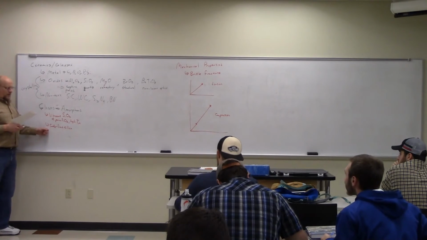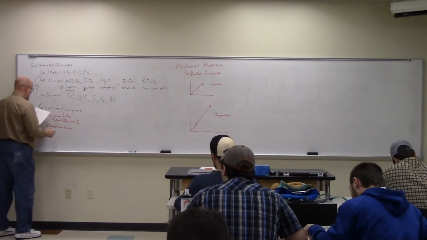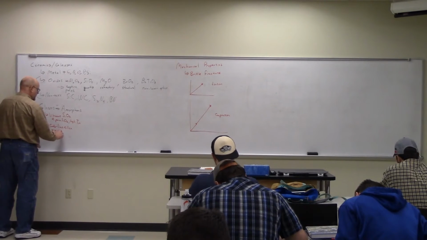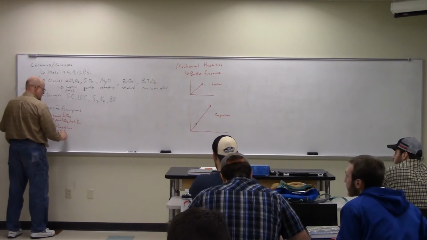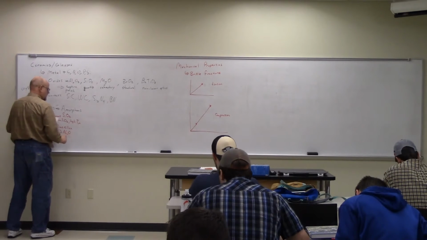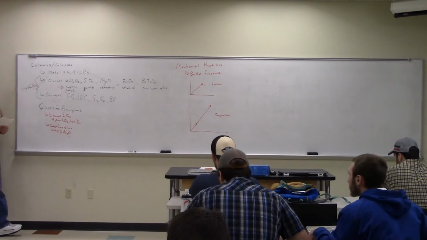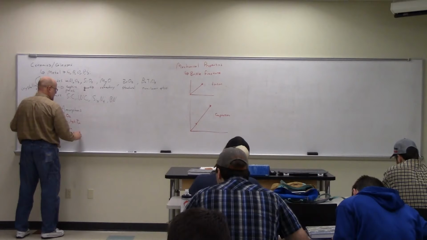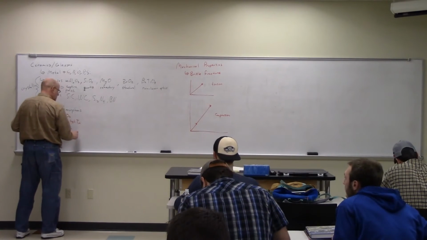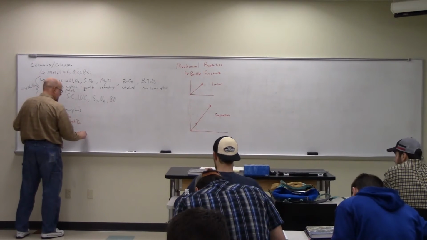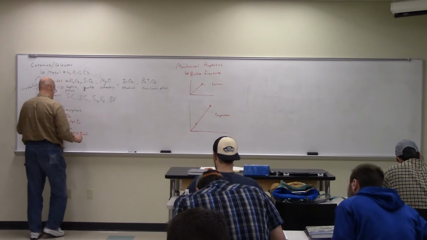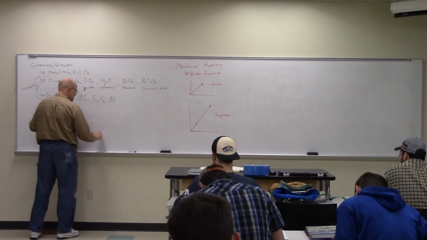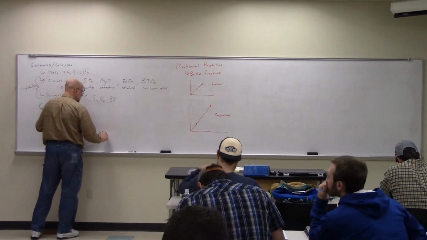Soda lime silica. So soda lime silica has on the order of 15% soda, so sodium oxide. On the order of 10% calcium oxide. And then the remaining part, 70% or so, SiO2.